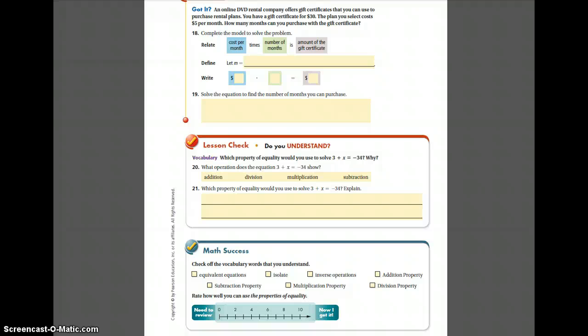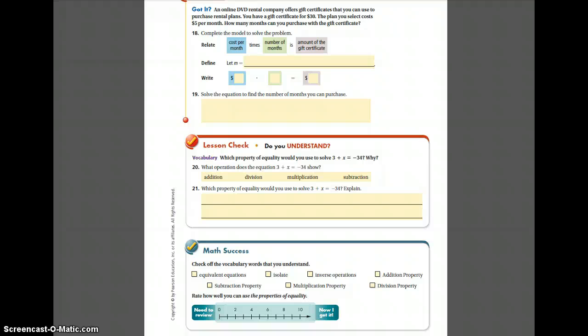Problem number 6. An online DVD rental company offers gift certificates that you can use to purchase rental plans. You have a gift certificate for $30. The plan you select costs $5 per month. How many months can you purchase with the gift certificates? Complete the model to solve the problem.